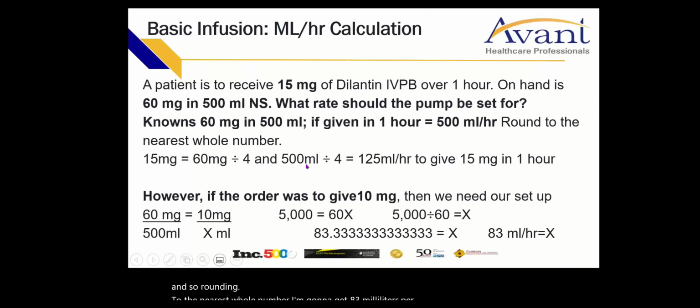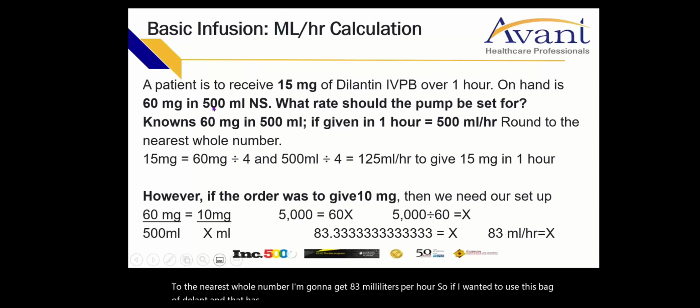So if I wanted to use this bag of Dilantin that has 60 milligrams in 500 milliliters of normal saline, that's what I'm hanging up on my line, but I only want to give 10 milligrams, the rate of my infusion is 83 milliliters per hour. Okay? That's how I get there.